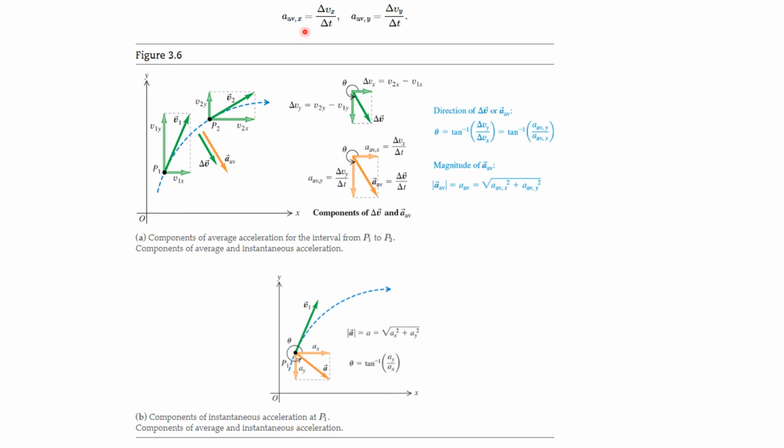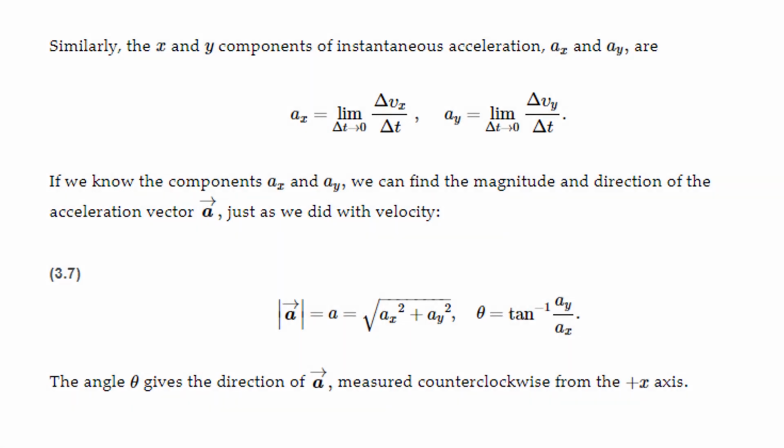The average acceleration in the x direction is the change in velocity in the x direction divided by delta t. The average acceleration in the y direction is the change in velocity in the y direction divided by delta t. The magnitude of the average acceleration is going to be the square root of the sum of the squares of those components. Again, it is a vector quantity. It's always going to be directed perpendicularly to the tangent, and this is how you would find the angle. And I think I really talked about all of that stuff already.